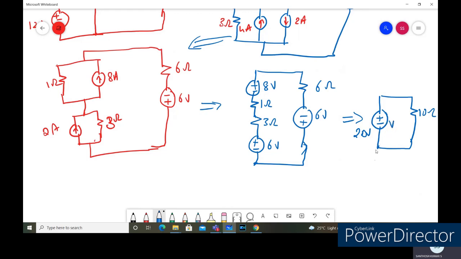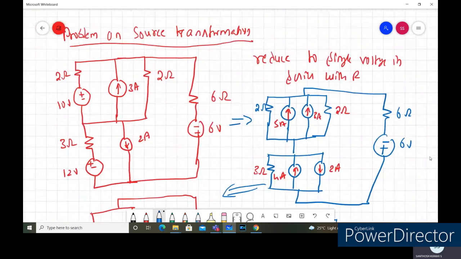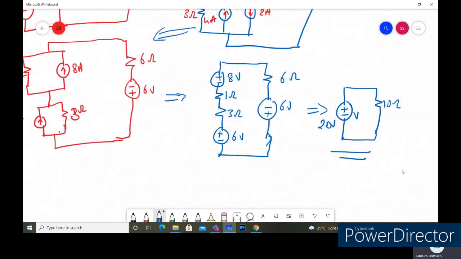So this is the voltage. This is the final circuit diagram we get, where the 20 volts is in series with the 10 ohm resistor. So like this we can reduce a complicated network, which is the network given like this, into the simplest form like this.